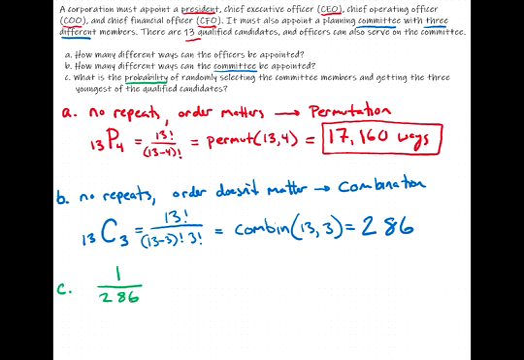Okay, so the probability of the 3 youngest will be 1 over 286. And if you need a decimal, you could plug that into a calculator and do 1 divided by 286. But I think in this case, we'll leave it as a fraction.